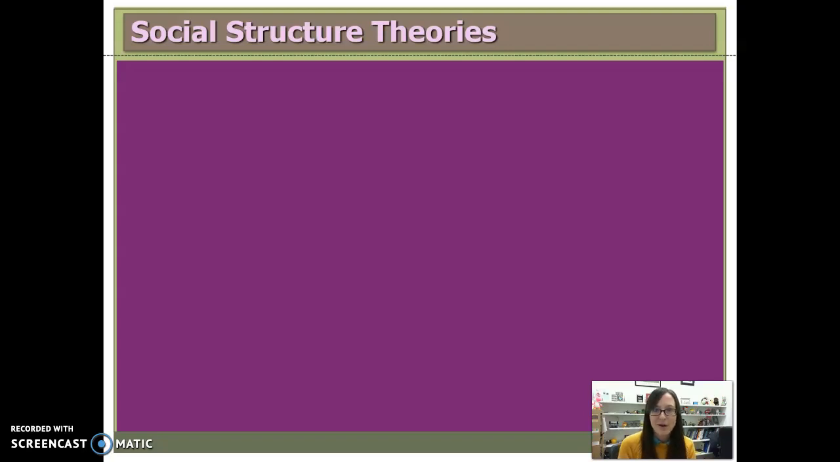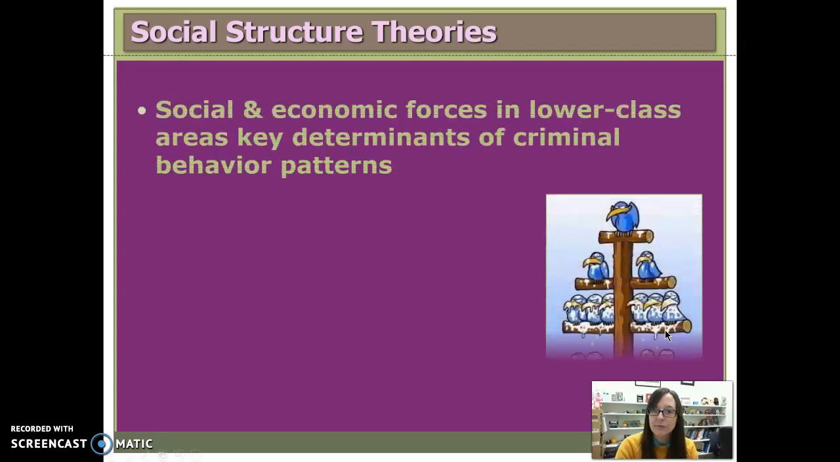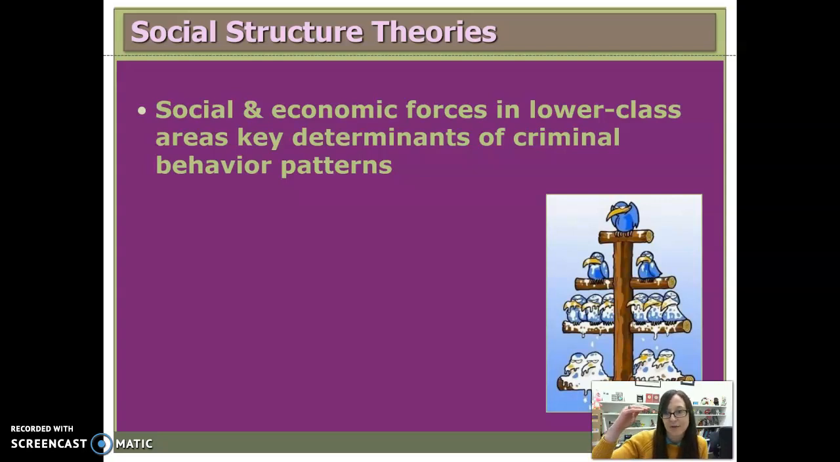All right, so the first thing we're going to talk about is just social structure theories in general, but the first one we're going into will be social disorganization theory. So when we're looking at social structure theories in general, we look at the fact that there are these social and economic forces, particularly in lower class areas, that are majorly important determinants of criminal behavior patterns. So we're looking at stratification.